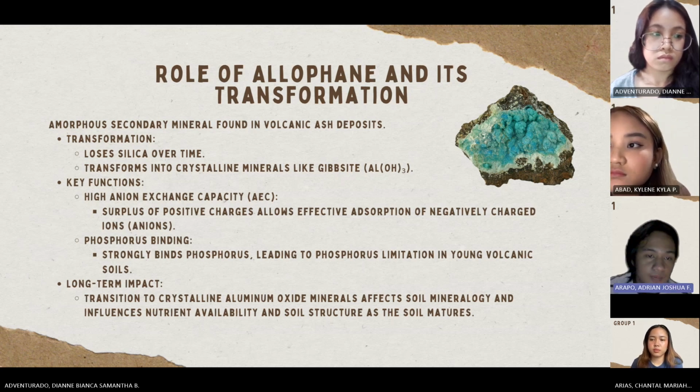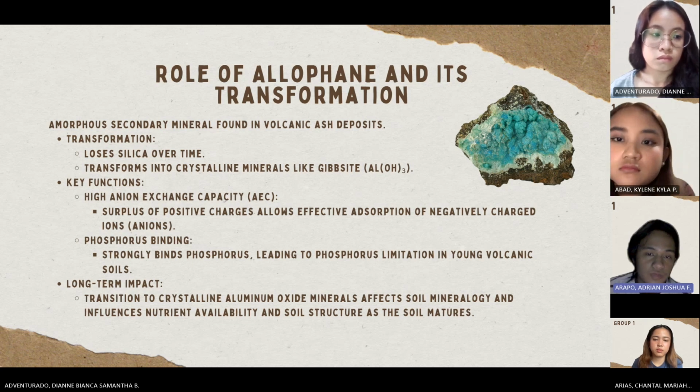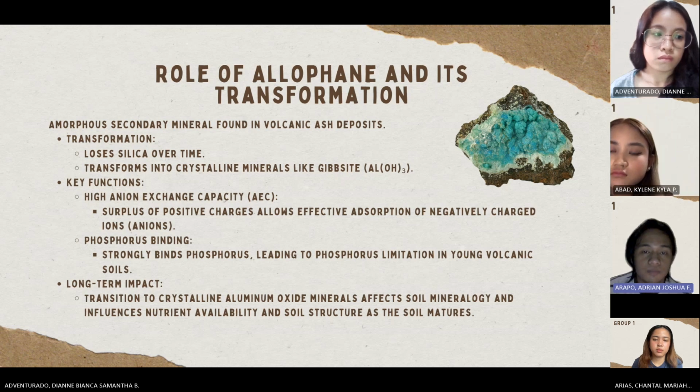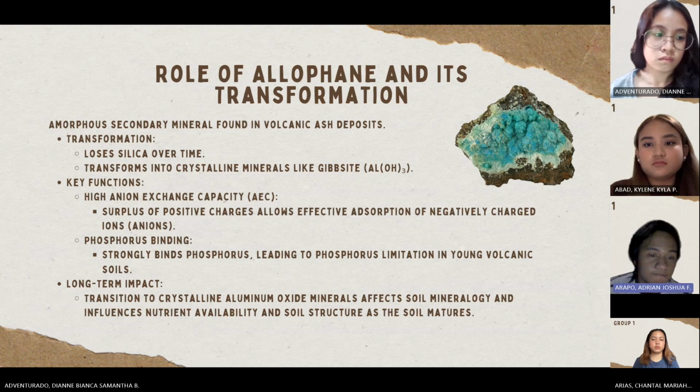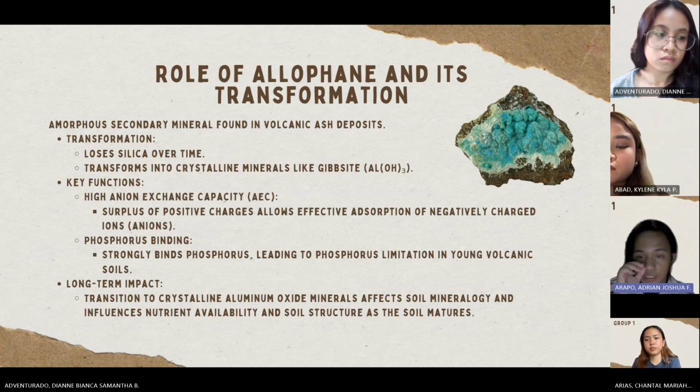High anion exchange capacity, or AEC. Allophane has a surplus of positive charges, which allows it to efficiently absorb negatively charged ions, or anions, like nitrate or phosphorus. It's like a magnet, negative attracts positive, and since allophane has too many positive charges, it absorbs the negative charges. Phosphorus binding.